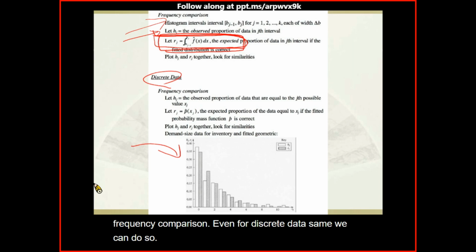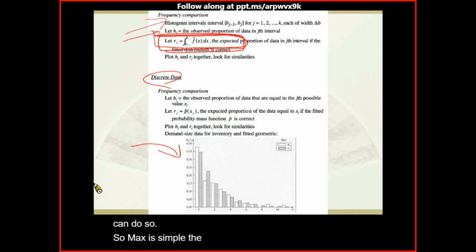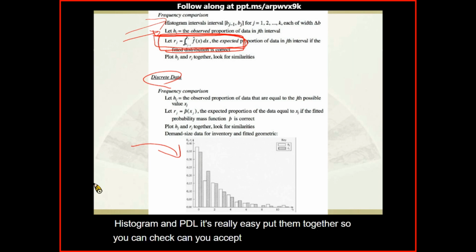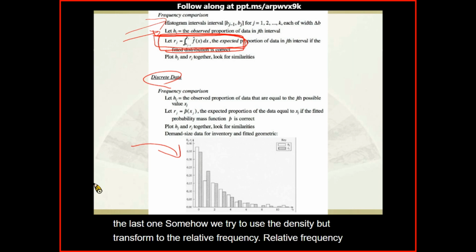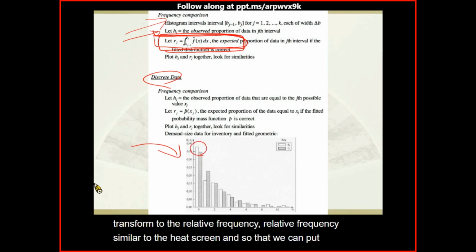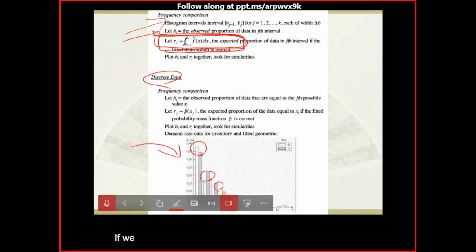So, to make it simple, the current idea is we can use the histogram and PDF. It's really easy. Put them together, so you can check whether you can accept the overplot. And for the next one, we try to use the density but transform it to the relative frequency, similar to the histogram, so that we can put them together. If they are almost the same, then we think we can accept those.